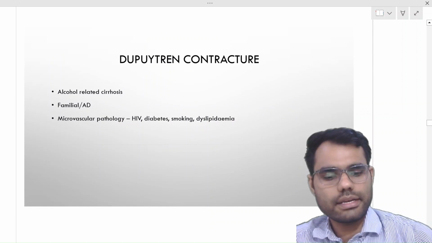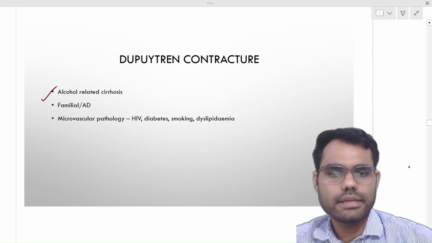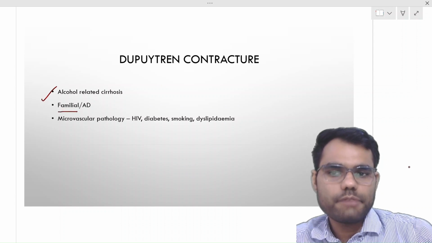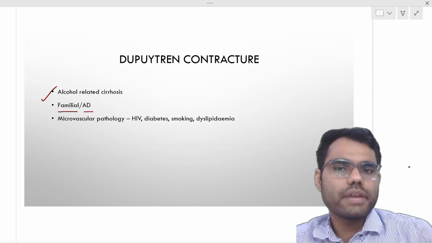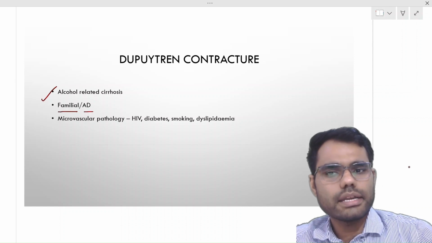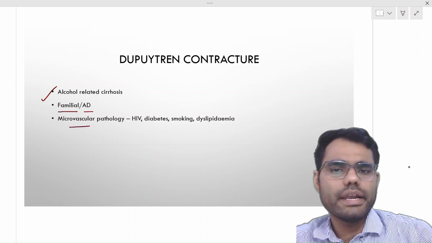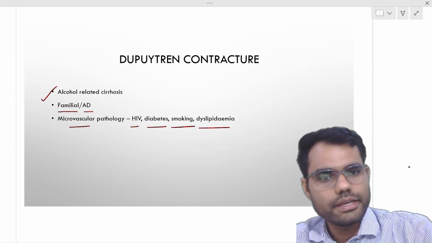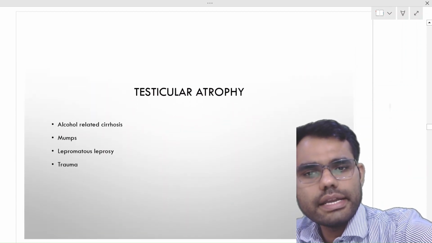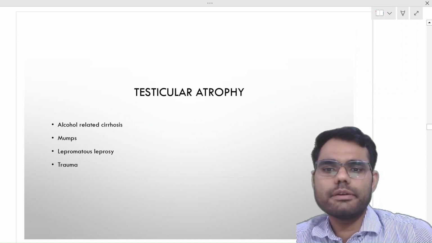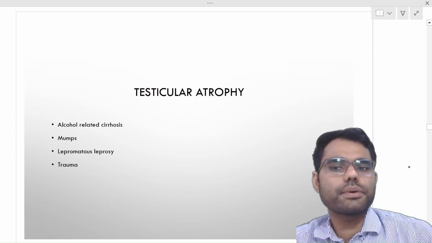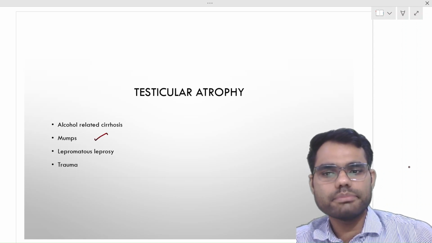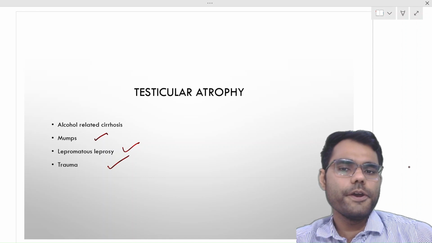In Dupuytren's contracture, again alcohol related cirrhosis, it is specific for that. Apart from that, it can be present in a familial way as an autosomal dominant inheritance. It can also occur in conditions causing microvascular abnormalities like HIV, diabetes, smoking, dyslipidemia, right? And finally, the third condition, which is alcohol-specific CLD, seen in alcohol-related cirrhosis, is testicular atrophy. And apart from alcohol-related cirrhosis, it can also be seen in mumps, lepromatous leprosy, and trauma.